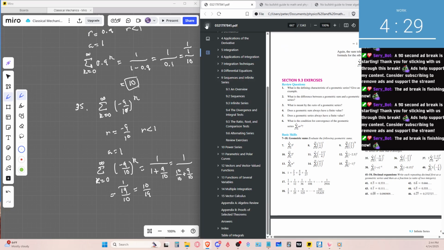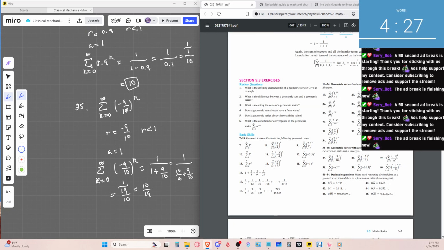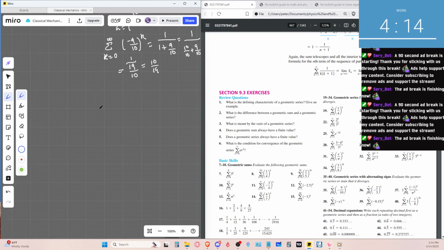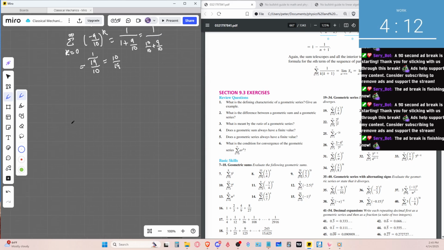Back over here. We'll zoom in. Yeah, we're on this section right here, guys. Okay, so we'll do another one. Let's see. Which one should we do? Let's do the one with the e in it.